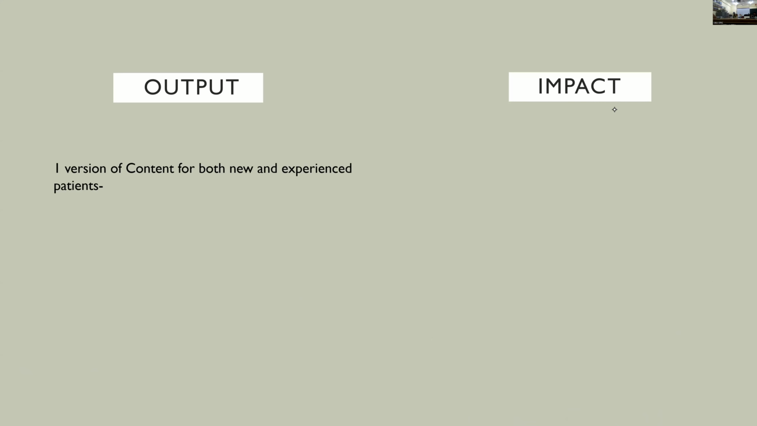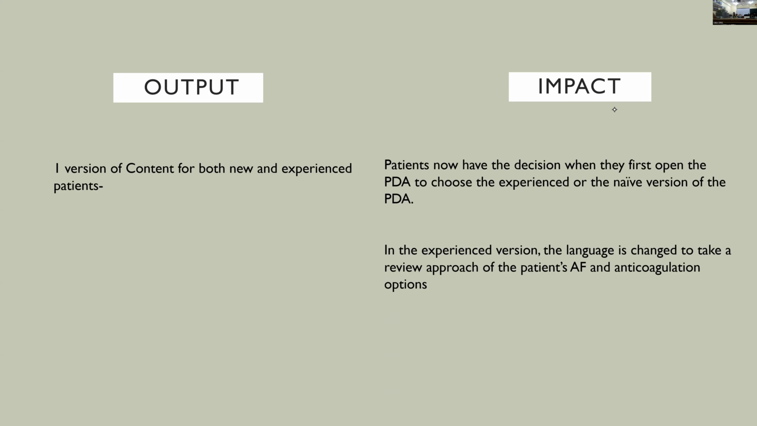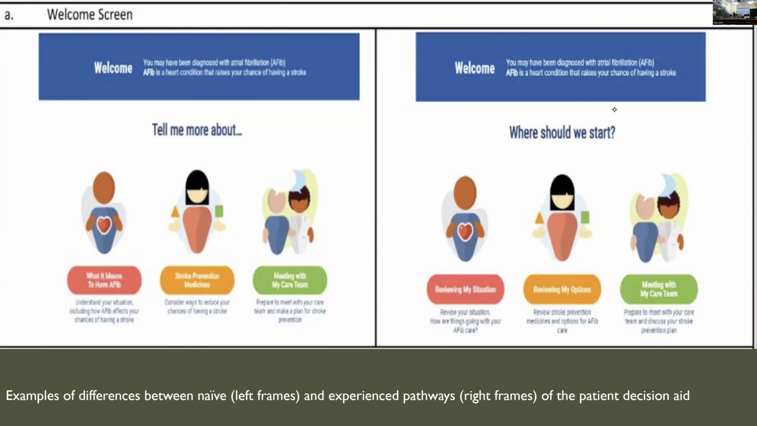The initial version had only one content for both new patients and experienced patients. So they felt that this is not needed. People who were on follow-up felt, we are experienced, this is not necessary. So now, in the final patient decision aid, the one they see before they meet the doctor, you can choose whether it is the experienced or naive version of the PDA. In the experienced version, the language is clear and takes a review approach. I'll give an example.